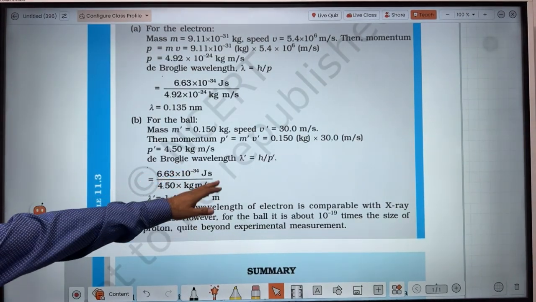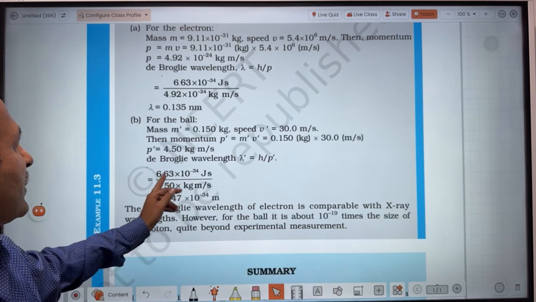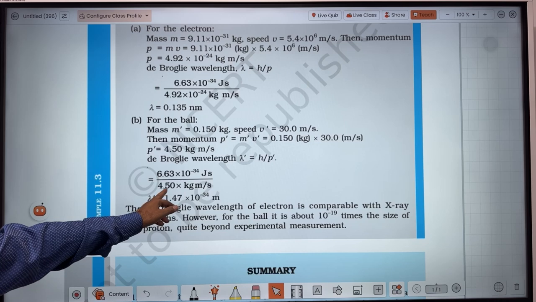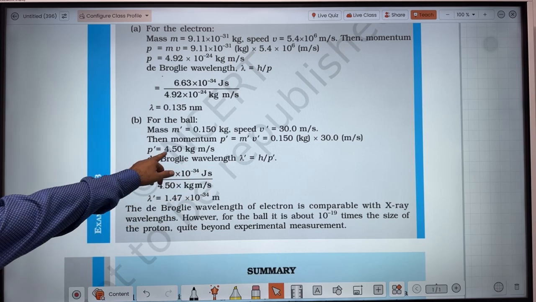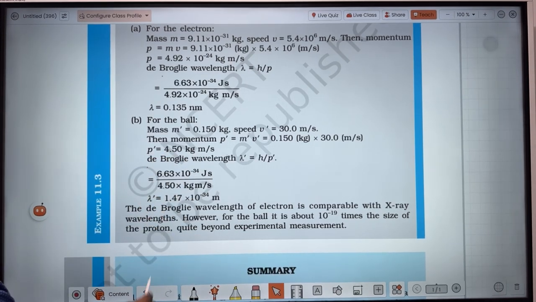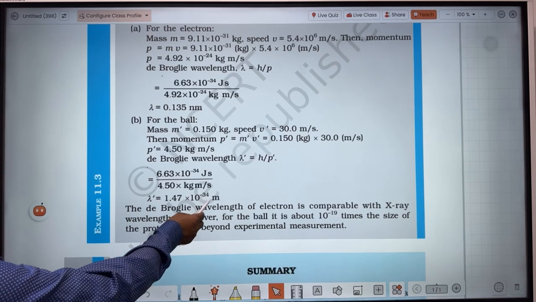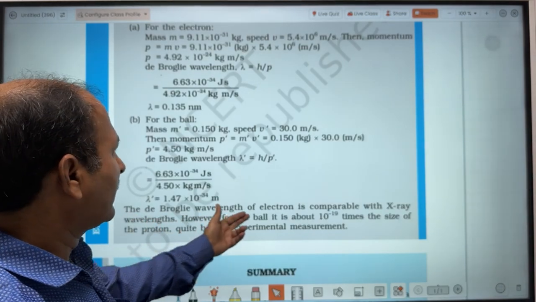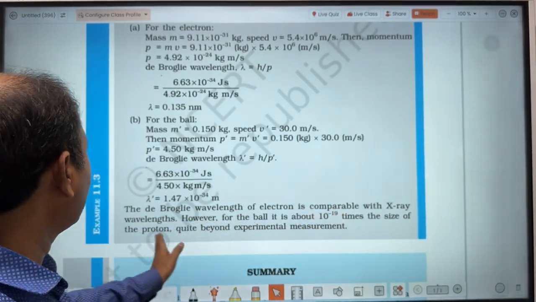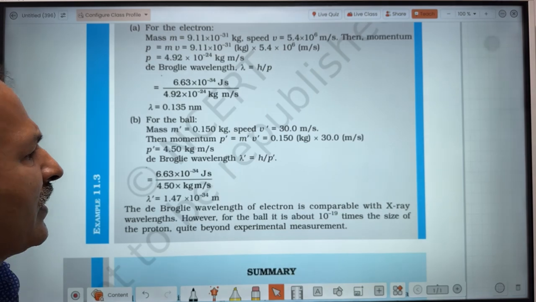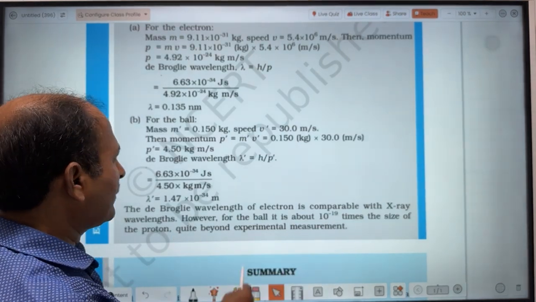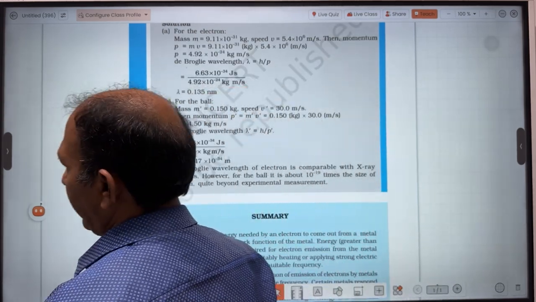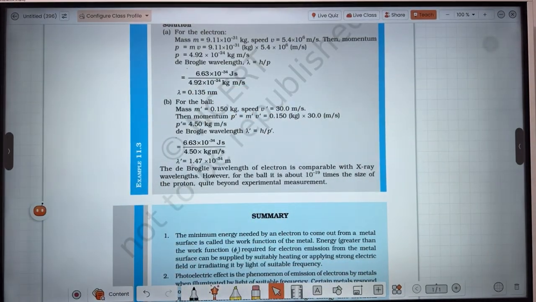De Broglie wavelength lambda dash equals h upon p dash. So h is 6.63 into 10 power minus 34 divided by 4.5. After putting the values, lambda dash is 1.47 into 10 power minus 34 meter. It's very small, right? So the de Broglie wavelength of an electron is comparable with X-ray wavelength. However, for the ball, it is about 10 power minus 19 times the size of a proton, quite beyond experimental measurement. So that is why when particle nature is there, then wave nature will be almost absent and vice versa.